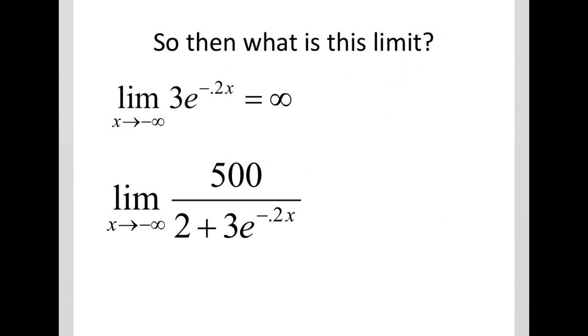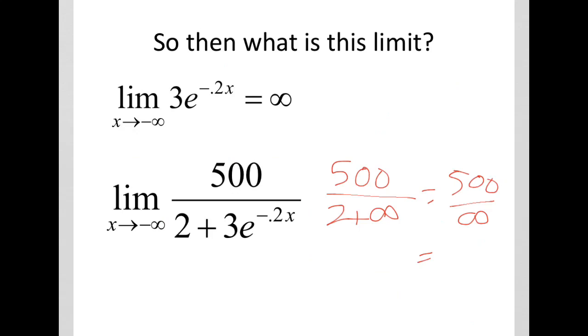And now I'm going to ask the similar question. How does that then control the behavior of this function? Well, that's like saying we have 500 over 2 plus infinity, which is 500 over infinity, which again is 0. So this limit is 0. So that's telling me that the horizontal asymptote to the left is 0. So now I know I'm at 250 up here, and I know that's cruising down to 0 right there.